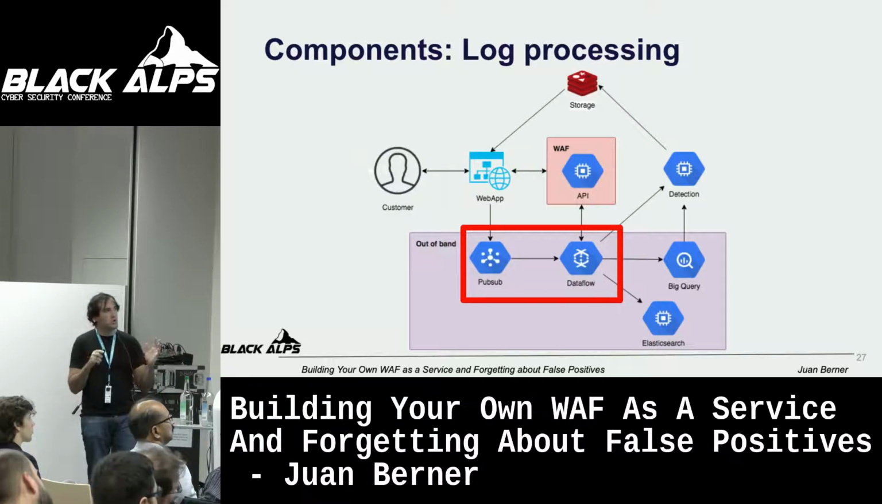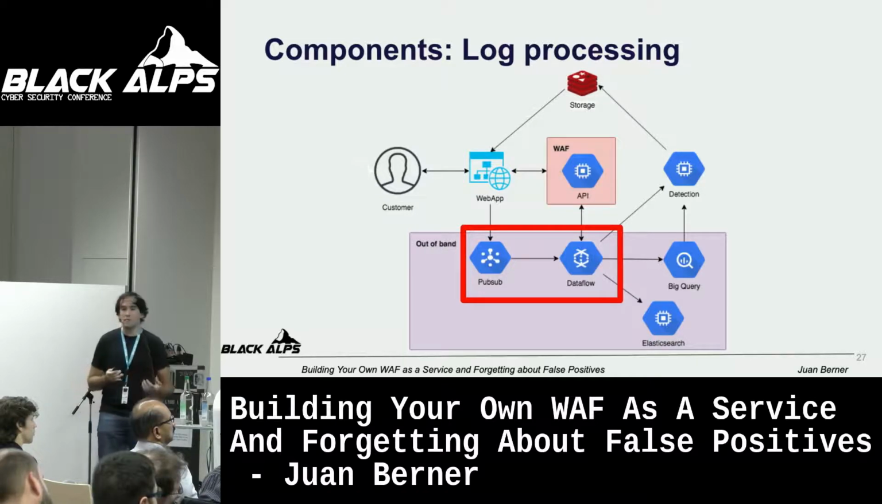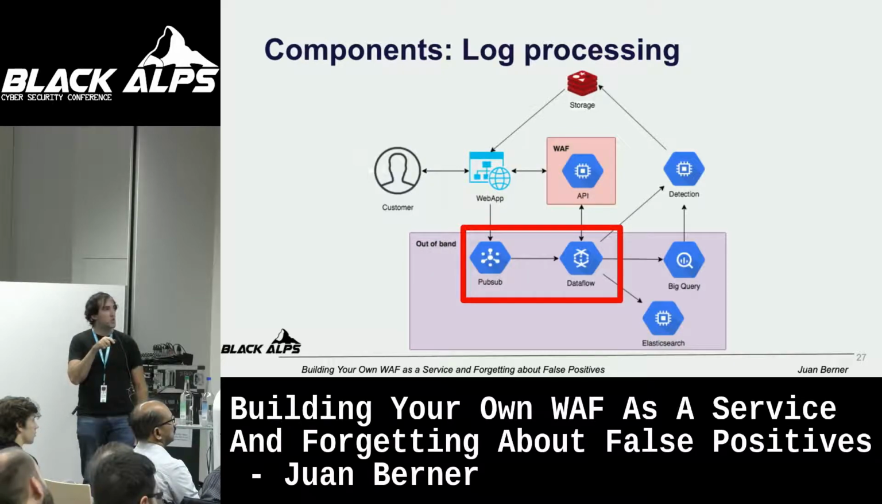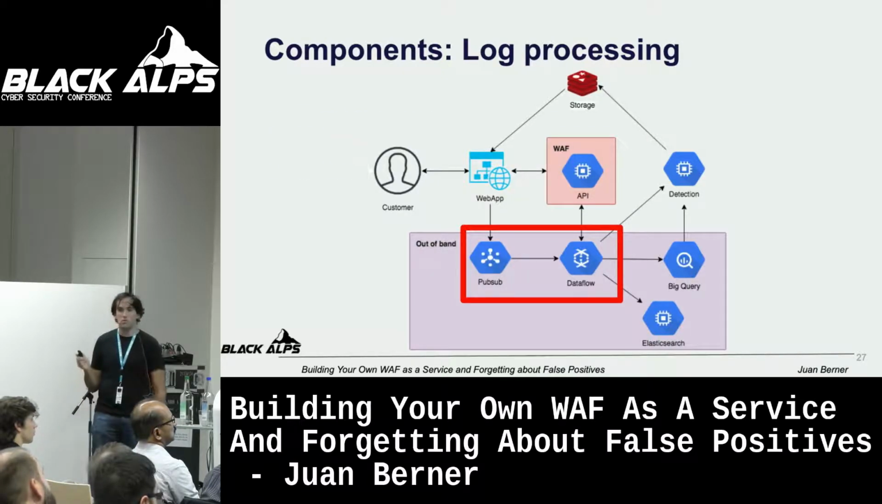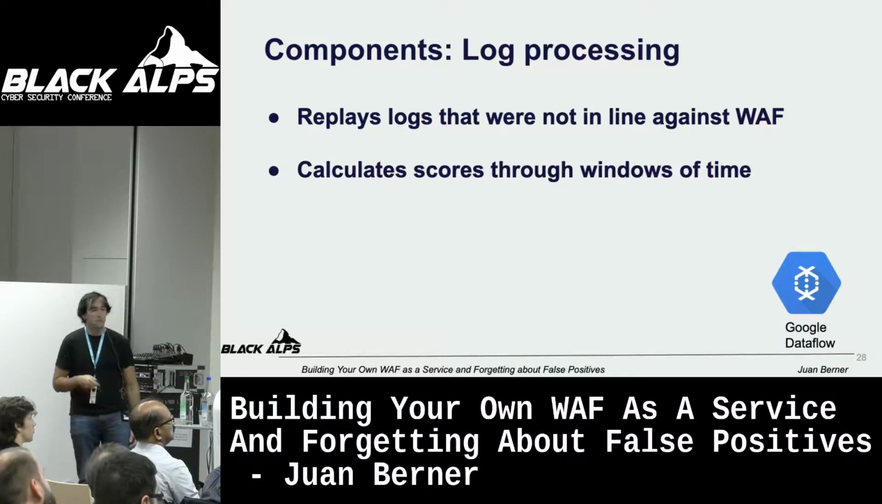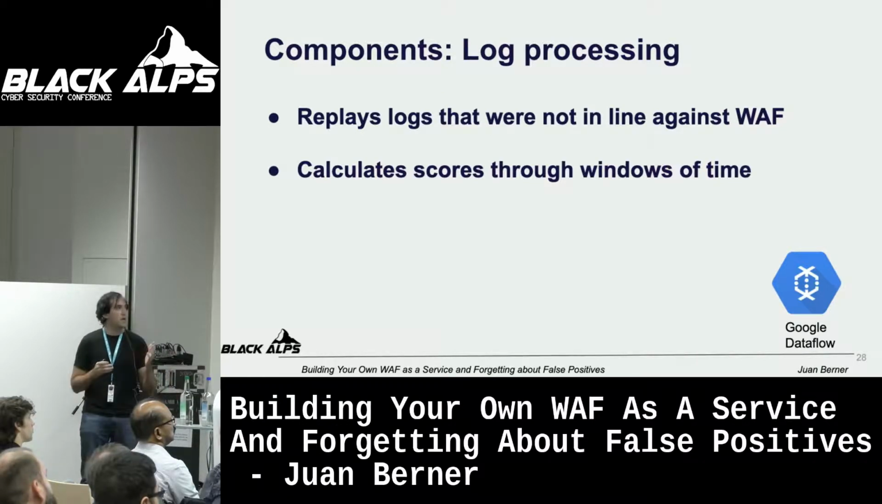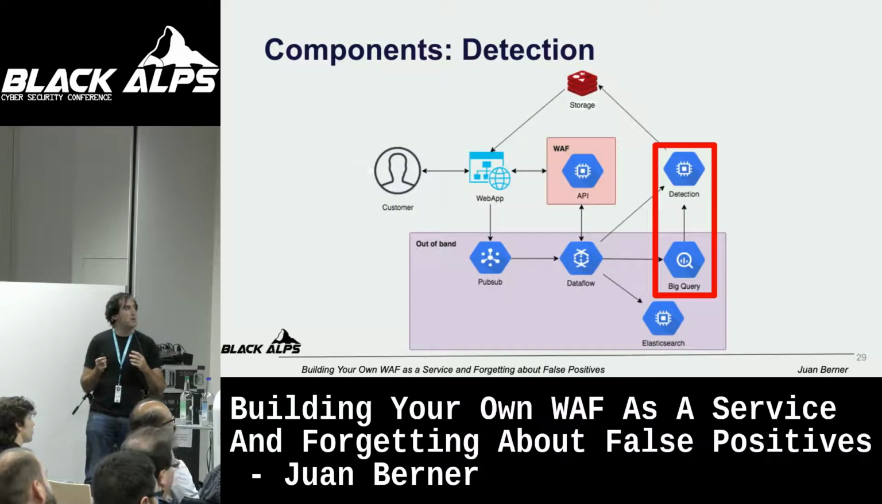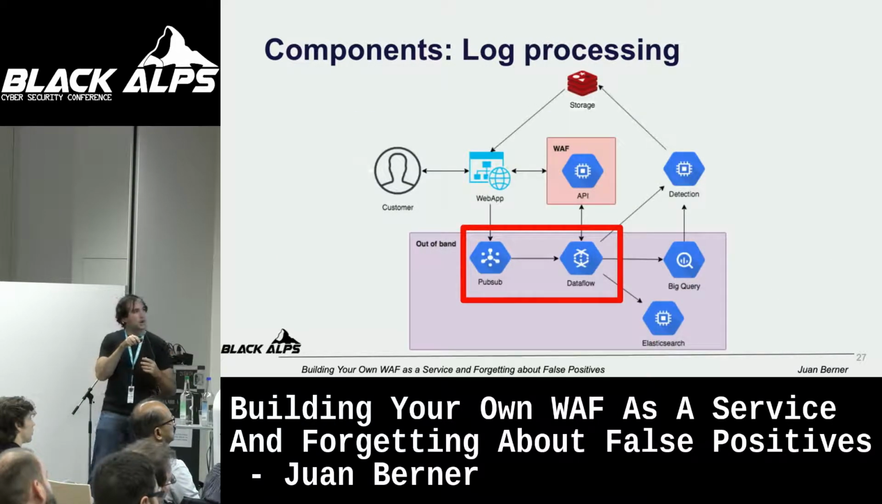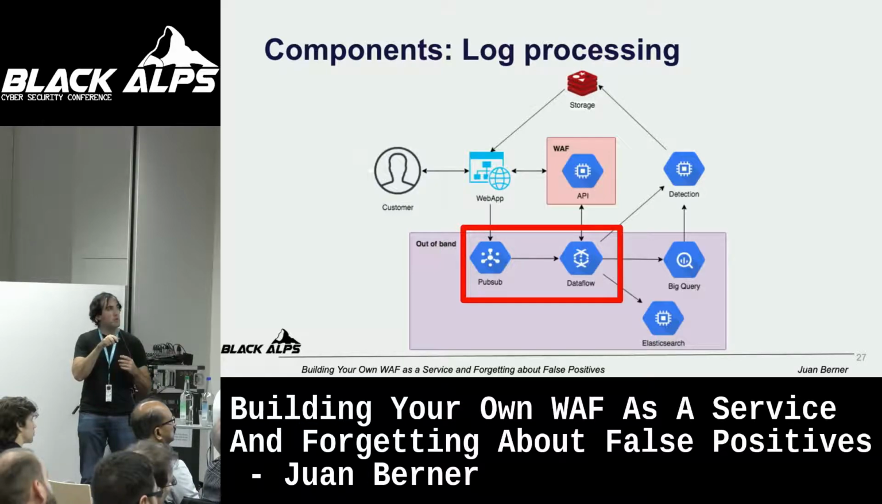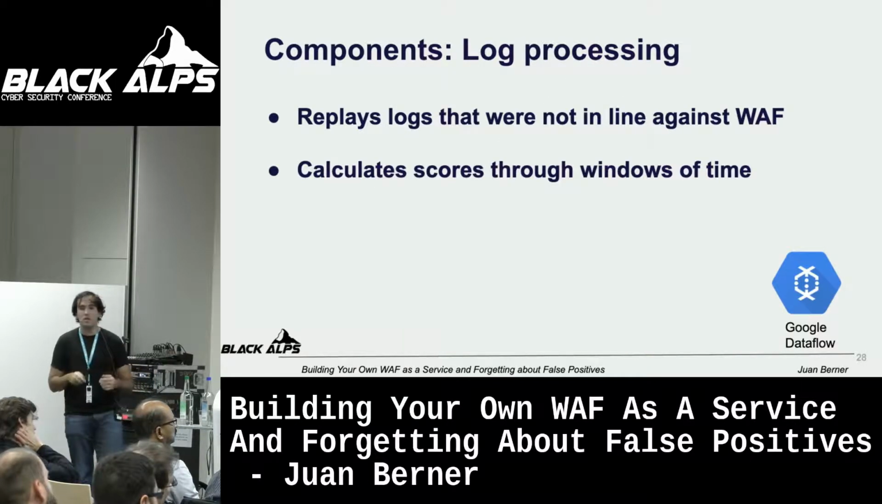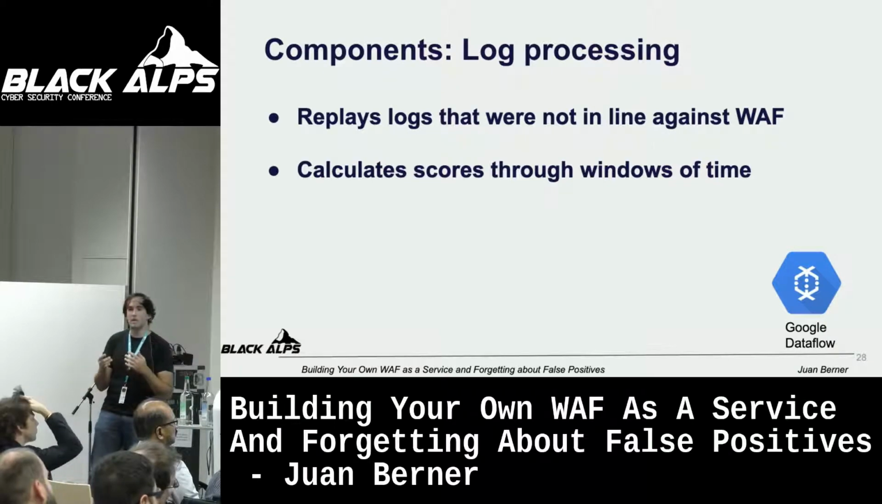So to continue on the high-level overview, you then need to be able to process out of band. That means that we are not adding latency to a customer itself. The request just went to our application and then it was sent through a queue in the form of a log. For that, in this particular case, I'm using Google Dataflow, but you can use pretty much any component that provides the same capabilities. It's going to be able to replay the requests against the WAF which were not replayed through the web application. And it's also going to calculate scores in windows of time. So how many times I have seen this in a period of time.